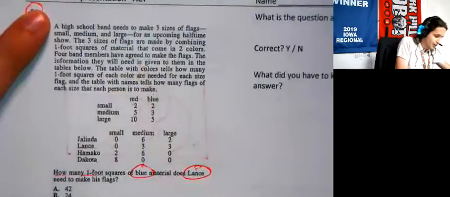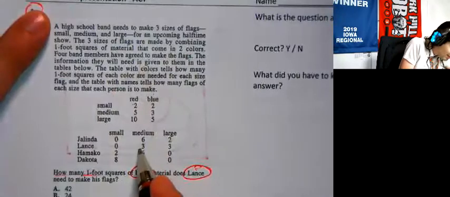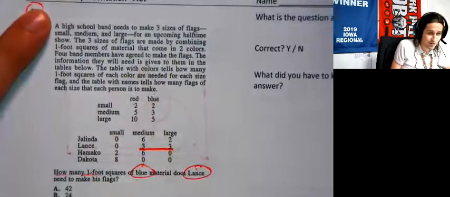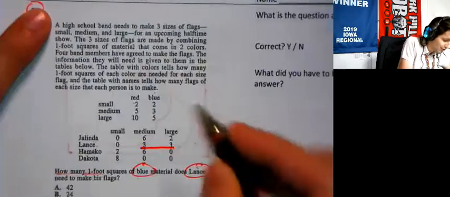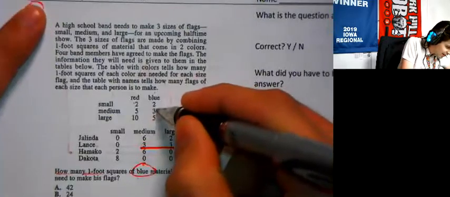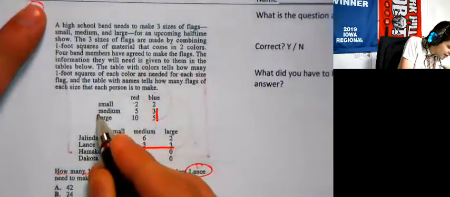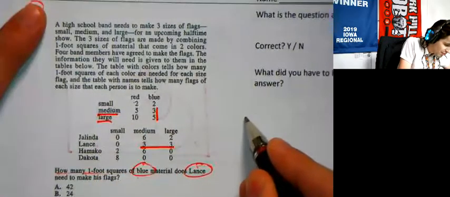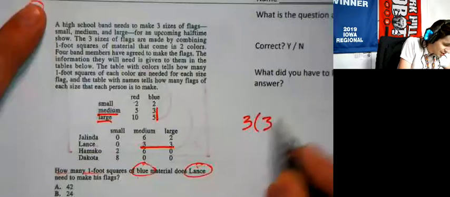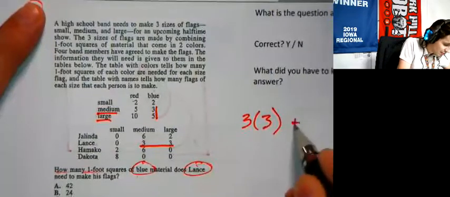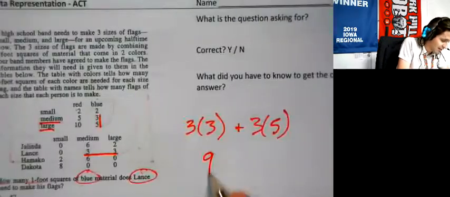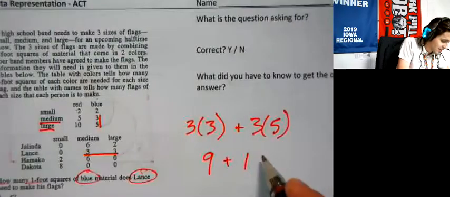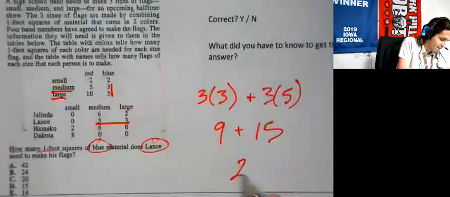So what's Lance going to do? He's going to make 3 medium and 3 large flags. What does a blue flag require? 3 for medium and 5 for large. So this is going to be 3 mediums times 3 squares apiece plus 3 larges at 5 squares apiece. 9 plus 15, 24.